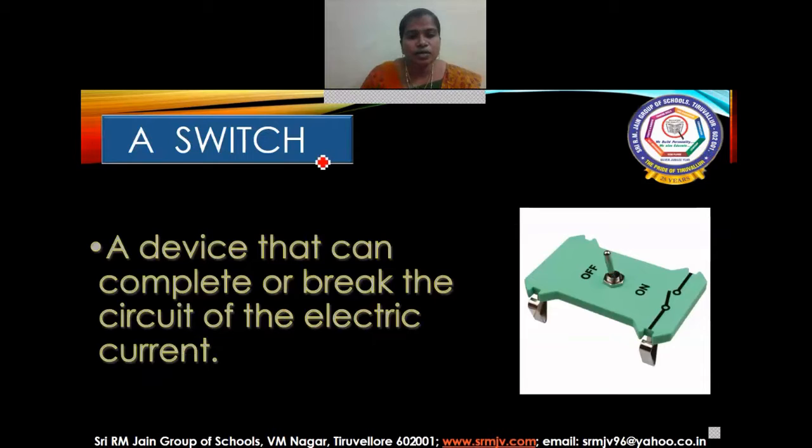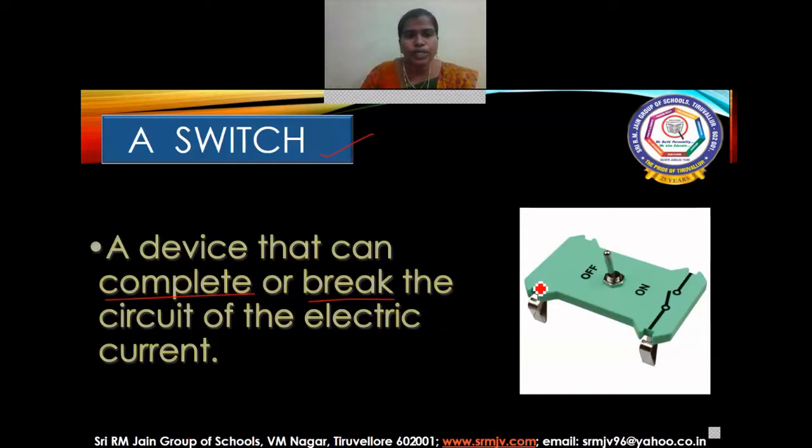Now let us move to the next one. Next we need a switch. A switch is a device that can complete or break the circuit of the electric current. As I said earlier, the circuit must be closed so that the charges can flow through it. The switch is the device which controls the flow of charge: when the switch is open, the charges cannot flow, and if the switch is closed, it will allow the charges to flow through. So that is the use of a switch.